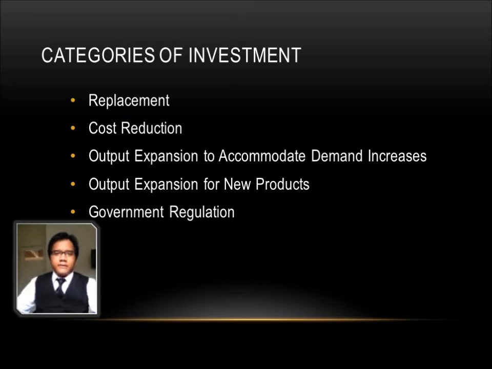In general, firms classify investment projects into the following categories: replacement, cost reduction, output expansion of traditional products and markets, expansion into new products and markets, and government regulation.